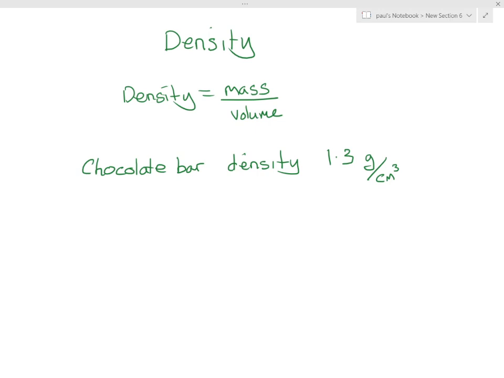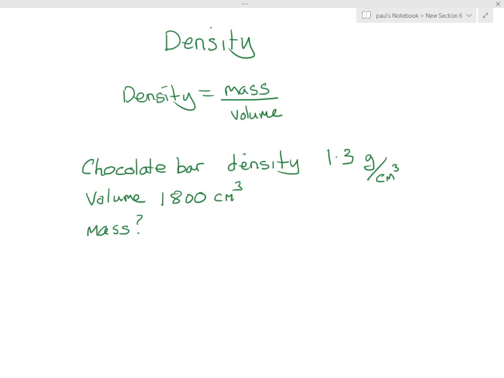1.3 is the density, equals grams, mass divided by volume. So the formula is there for you, you don't need to worry too much. You can pick out the formula from the question. Now, the volume of this little chocolate bar is 1800 centimeters cubed. What is the mass?